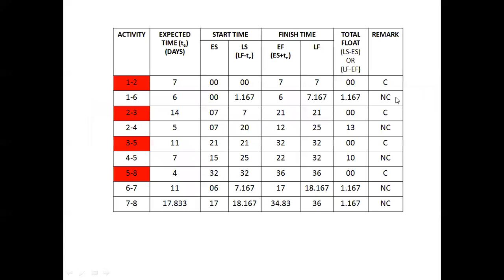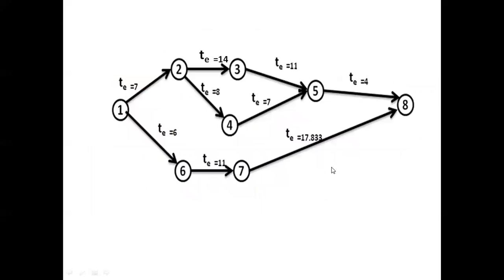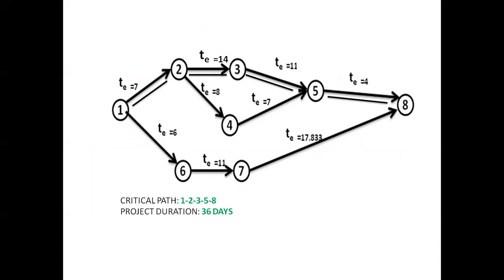Then by calculating the total float, we identified the critical activities. The critical activities found are 1 to 2, 2 to 3, 3 to 5, and 5 to 8, based on the total float. Afterwards, we marked the critical path in the network diagram. Then project duration is 36 days. Then the next one is, what is the probability of completion of the project in 31 days? So that we'll discuss in this session.